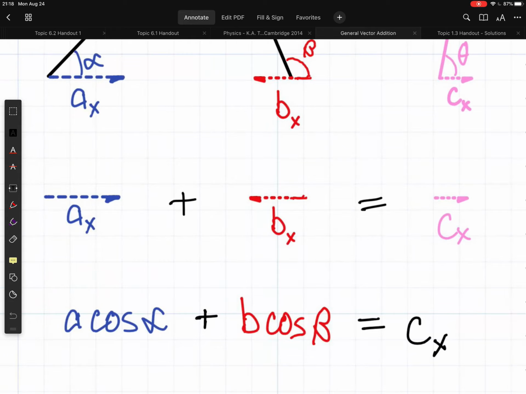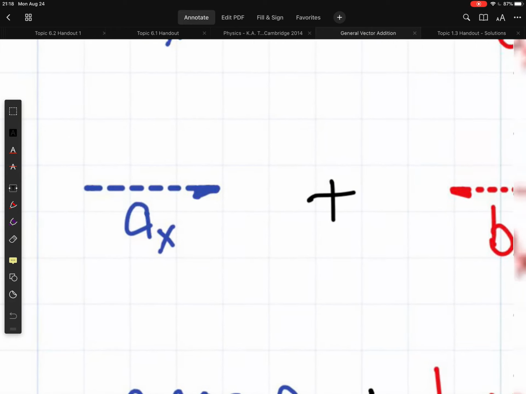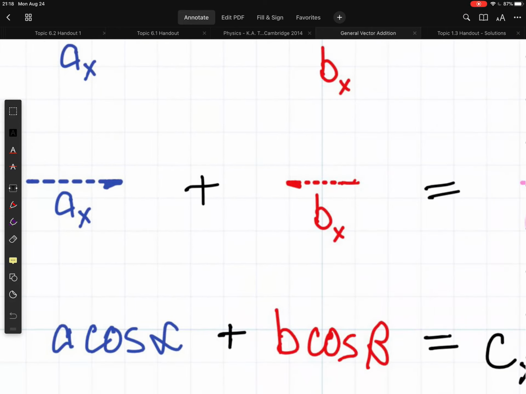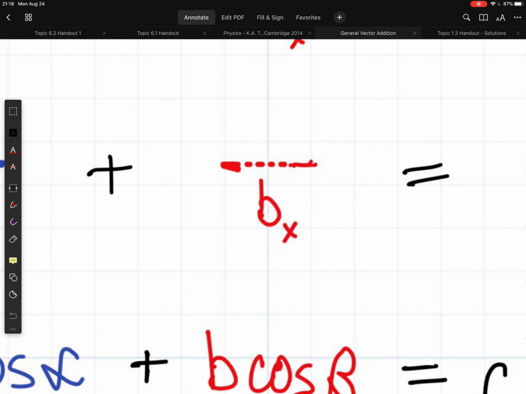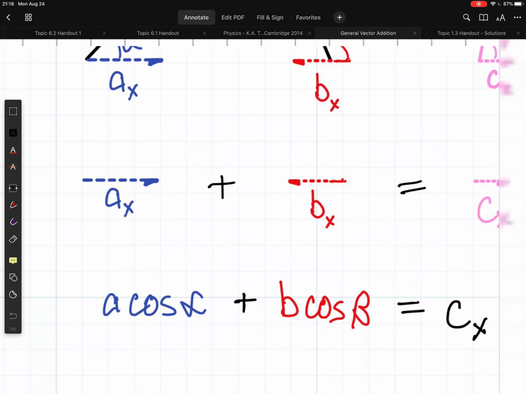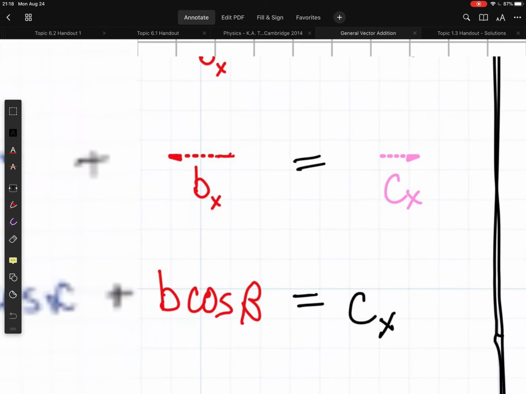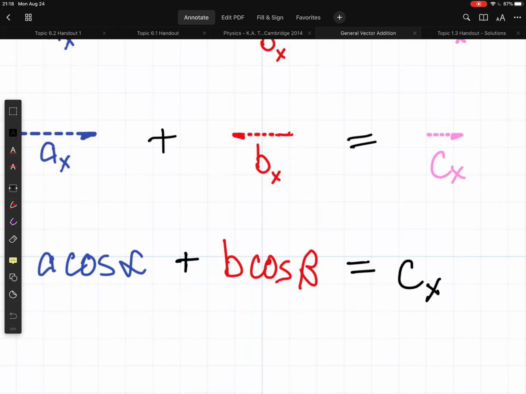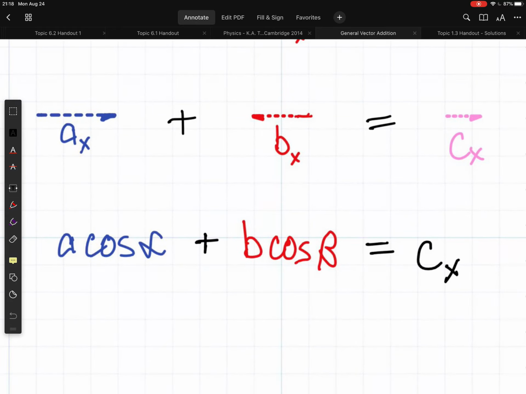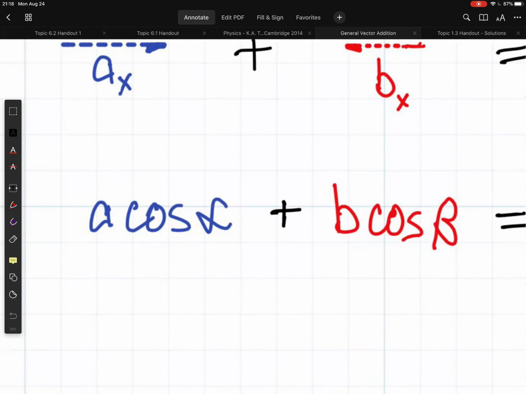And this seems to make sense. For this arrow, we are moving to the right. For this arrow, we're moving to the left, but not quite as far. So our resultant component will then be pointed toward the right. There it is. Okay, remember that we can express this algebraically using this formula.